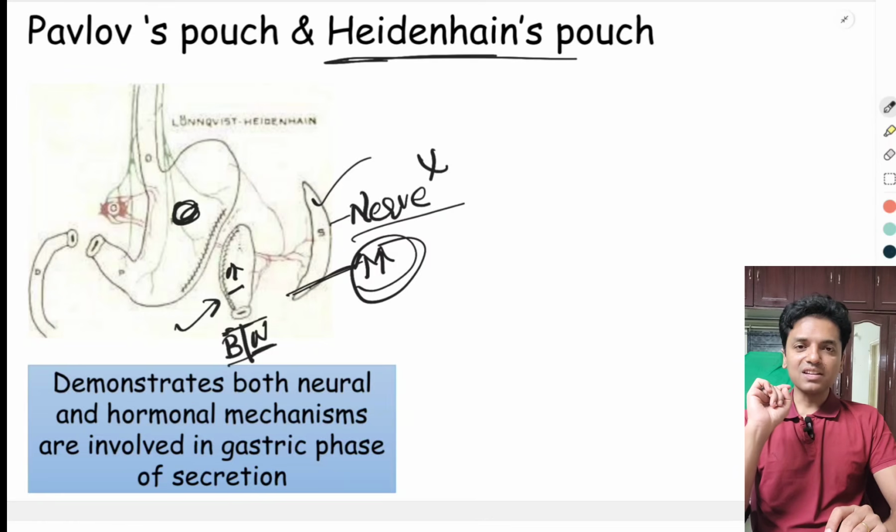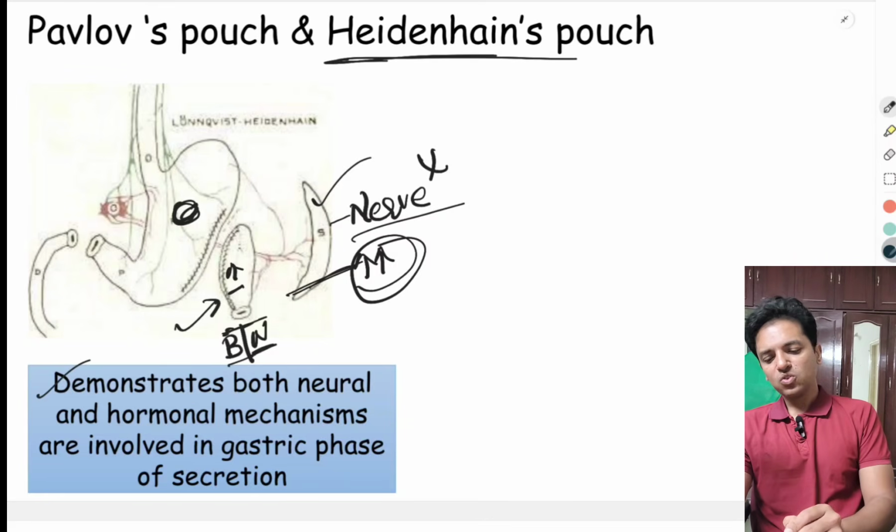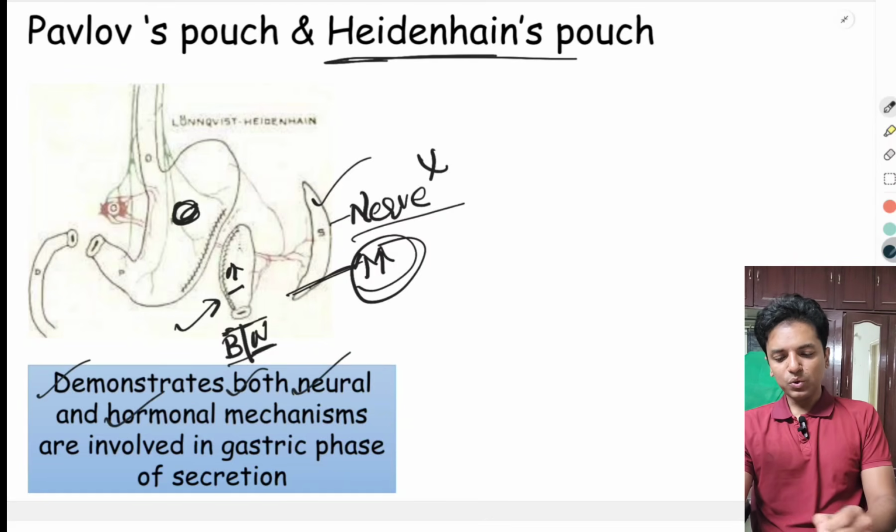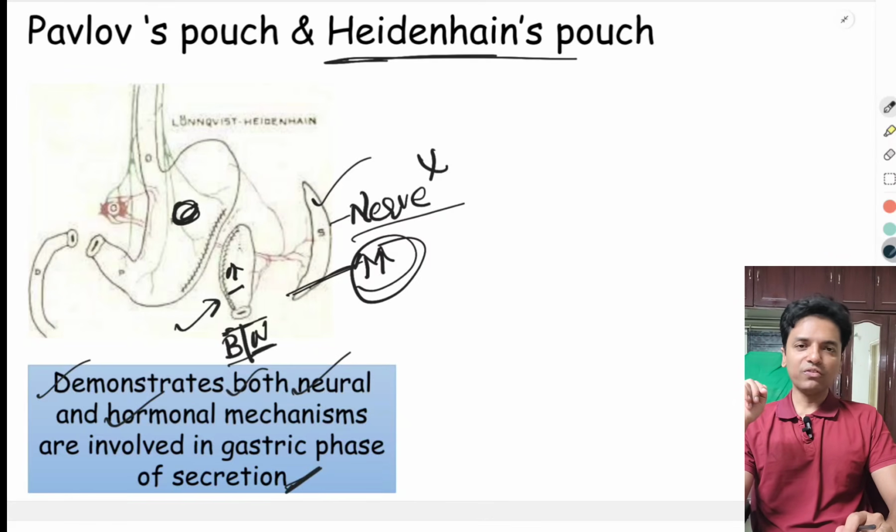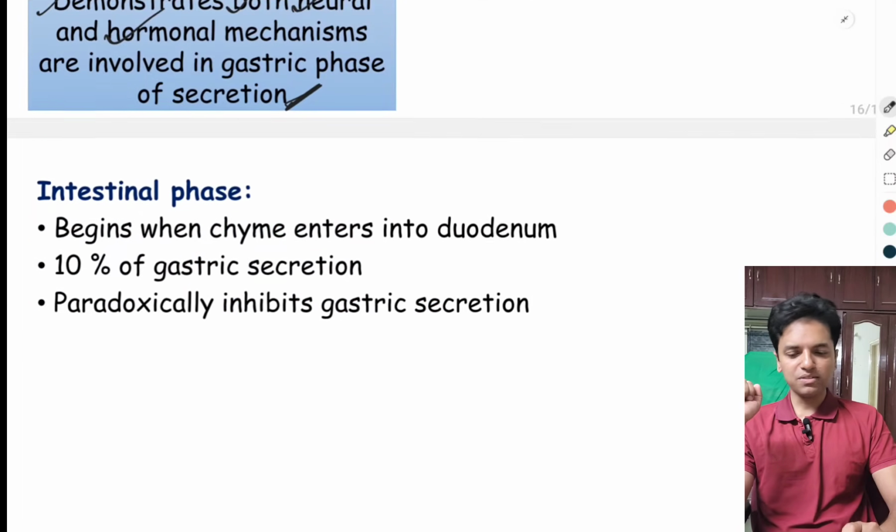This suggests that the gastric phase is not only under the control of neural influences, it is also under the control of hormones, because hormones are basically secreted into the blood and they cause stimulation of the gastric juice. So it demonstrates that both neural and hormonal mechanisms are involved in the gastric phase of secretion. This is what is important. To prove the cephalic phase, we have sham feeding. To prove the gastric phase, we have this experiment which is called Pavlov's pouch and Heidenhain pouch.